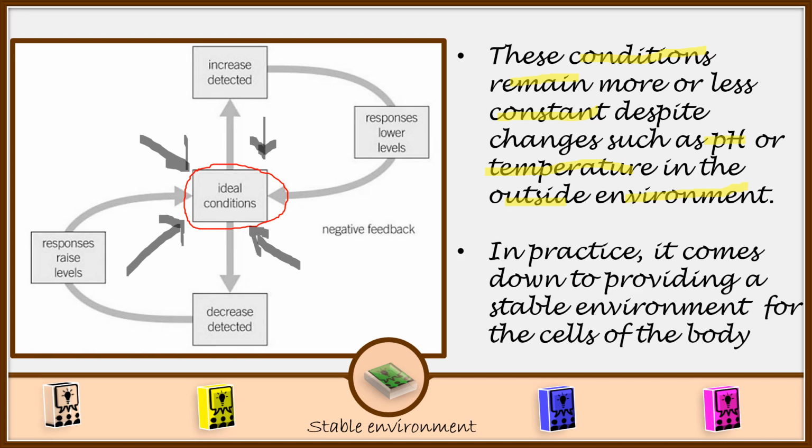In practice, it comes down to providing a stable environment for the cells of the body. So by maintaining the internal environment constant, we are providing a stable environment in which the cells of the body survive. The cells are the structural and functional unit of the body, and therefore they need a stable environment to carry out all the physiological processes of the body. For that to take place, they need a stable environment where the conditions are constant.